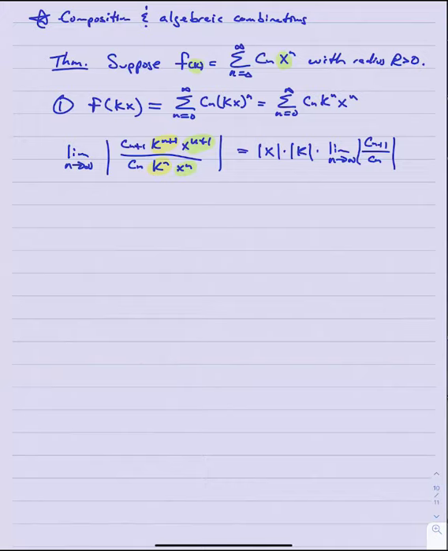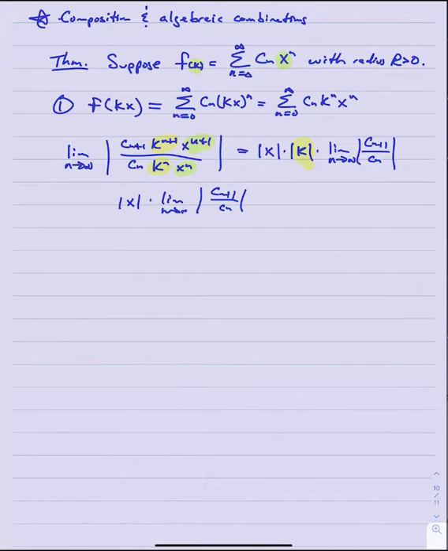And again, we know how we get the radius of convergence when we normally do the ratio test. In fact, what's the only thing that would be missing here in this ratio test if that k wasn't there? It would be this k. That's the only thing that would be missing. And if you look at what's left, that would be the absolute value of x times the limit as n goes to infinity of the absolute value of c sub n plus 1 over c sub n.